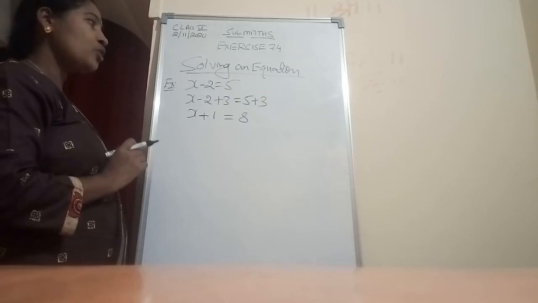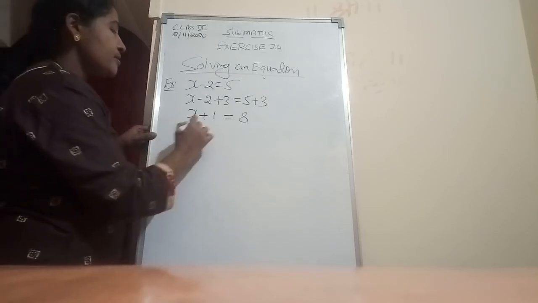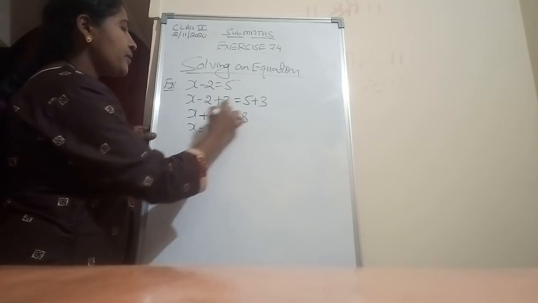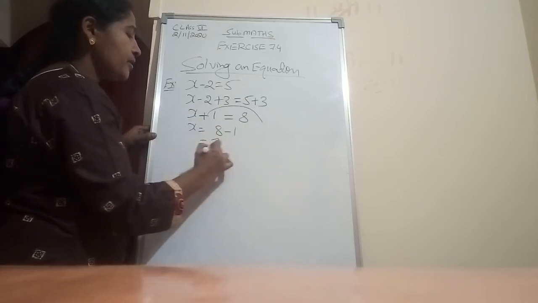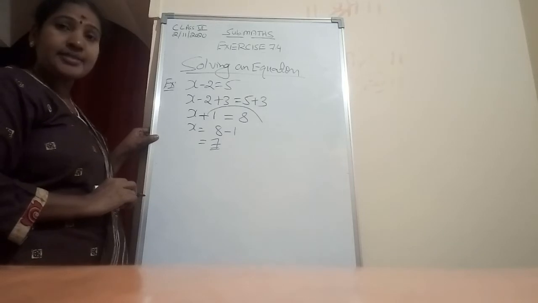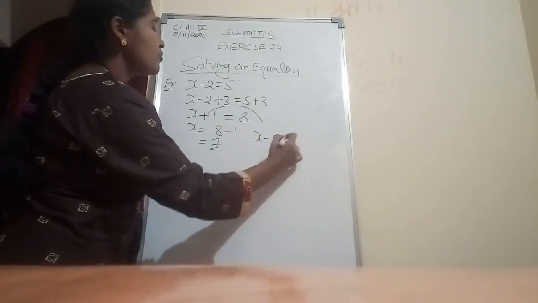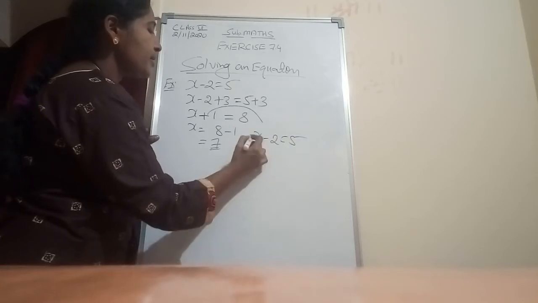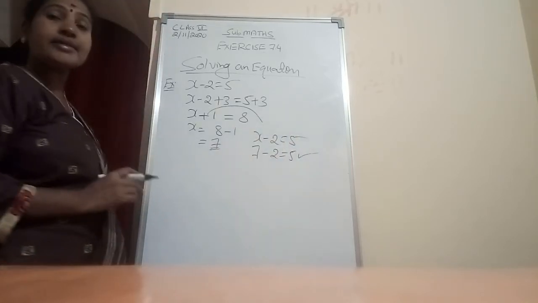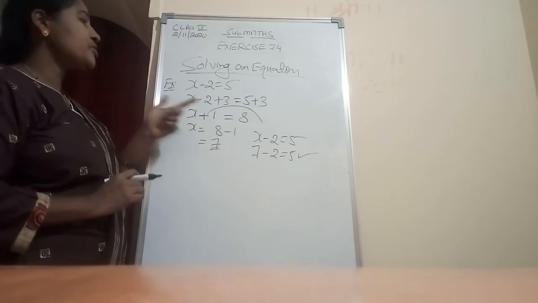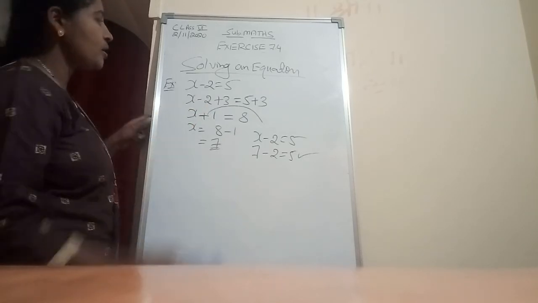So what is the value of x then? How to find out the value? x is equal to 8, and if I transfer this 1, then 8 minus 1 will be 7. If I substitute 7 in the example x minus 2 is 5, with x as 7, then 7 minus 2 is 5 only. So the answer is correct. There is no change in the value. Understood children? In such a way, this is rule number 1.